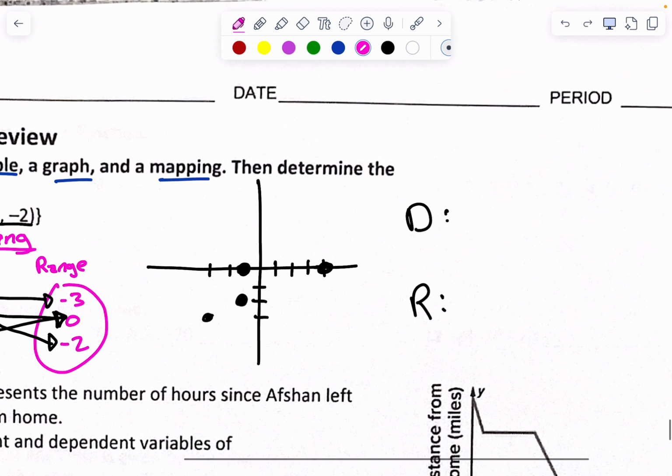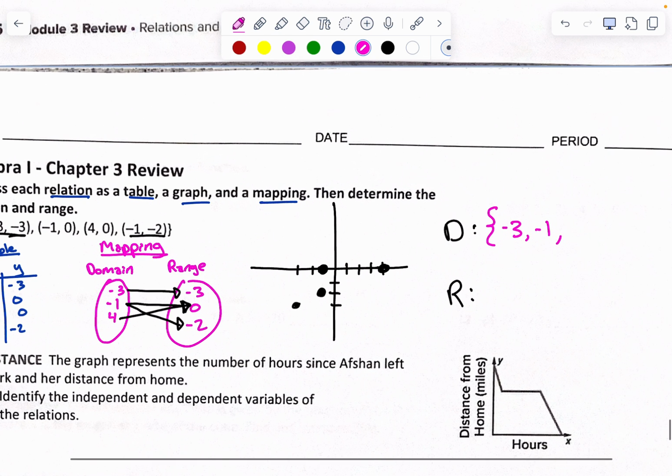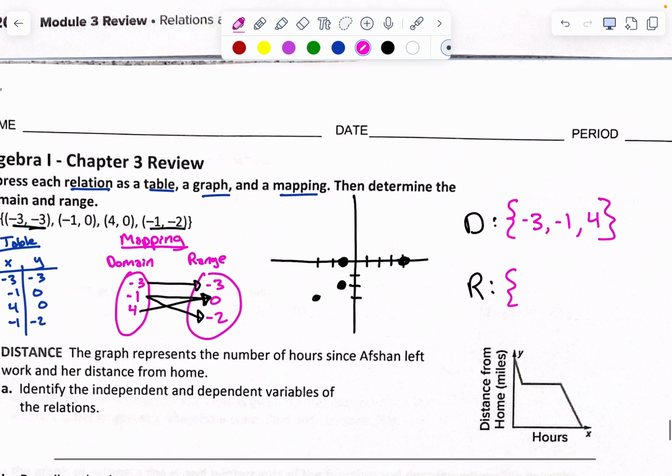All right, domain. You remember we use these little curly brackets, right? And we list out all the numbers. And we try to go in order. What's your smallest number for your domain? -3, and then -1, and then 4, and is that it? Yeah. Then the range, we go in order too.